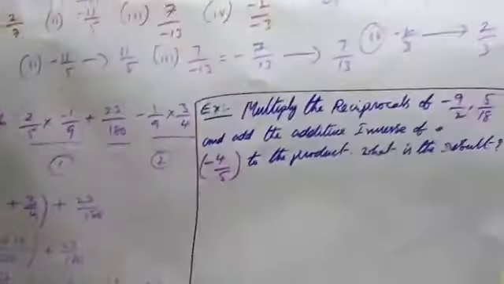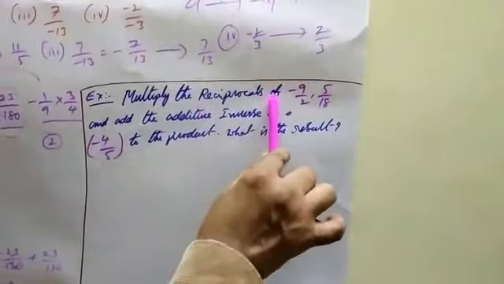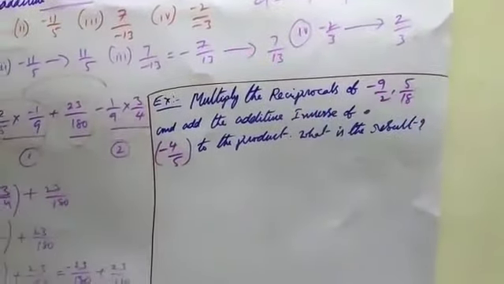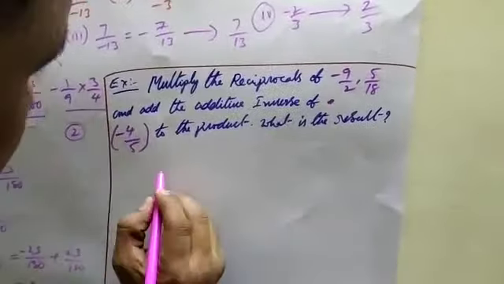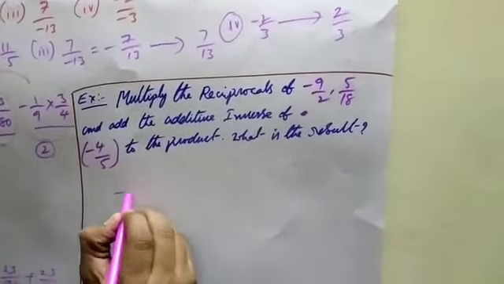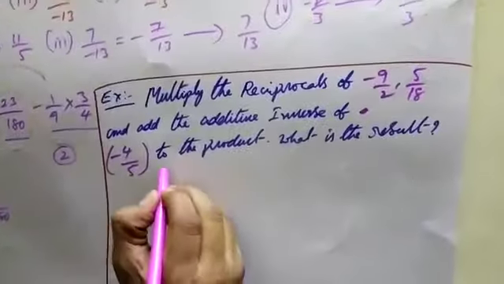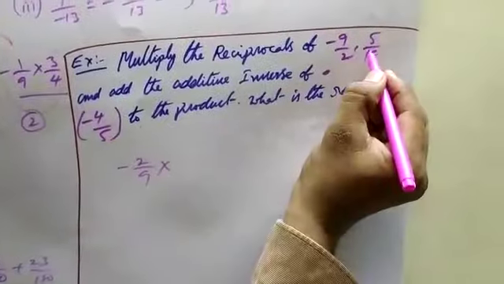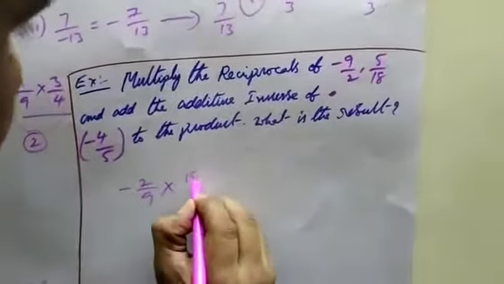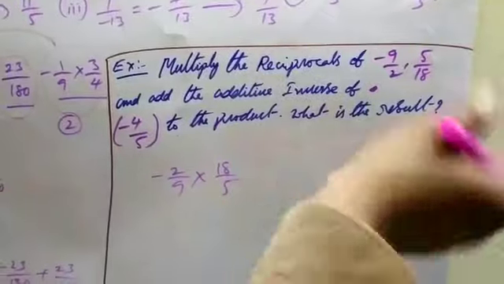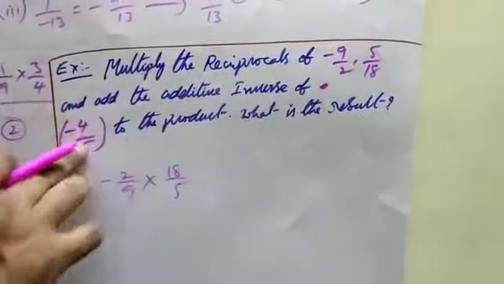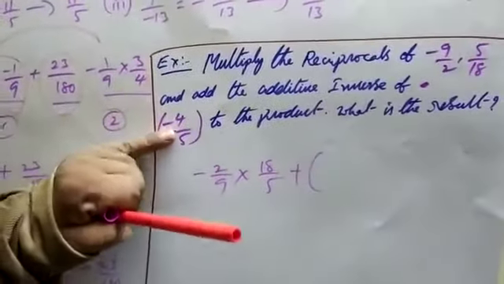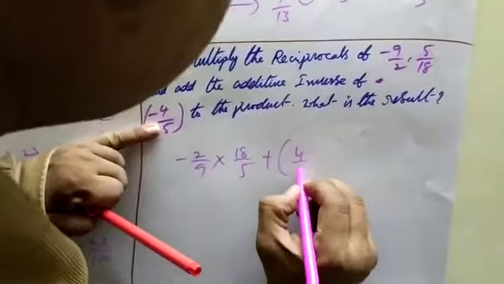One more example: multiply the reciprocals. What is multiplying the reciprocals? The reciprocal of minus 2 by 9 is minus 9 by 2, and the reciprocal of 5 by 18 is 18 by 5. And add the additive inverse. Add the additive inverse means add plus. Minus 4 by 5, the additive inverse is 4 by 5.